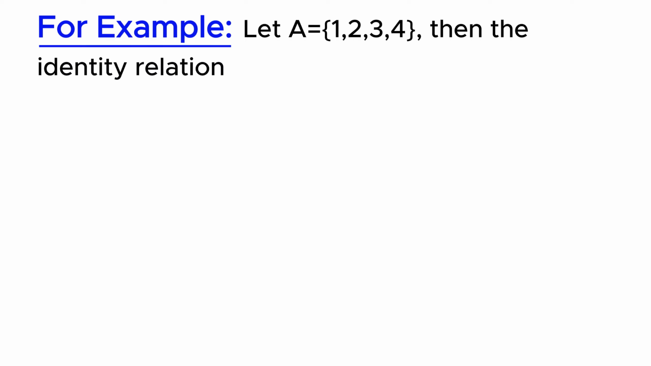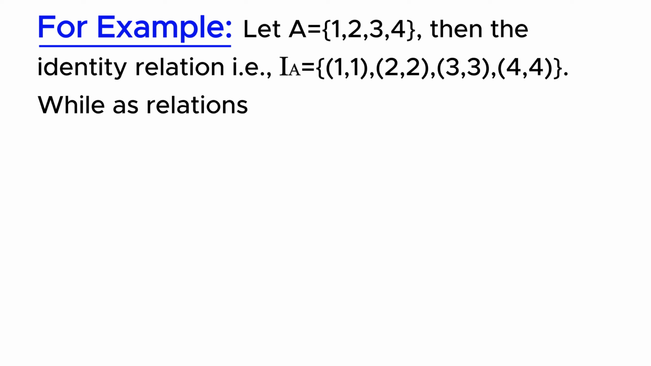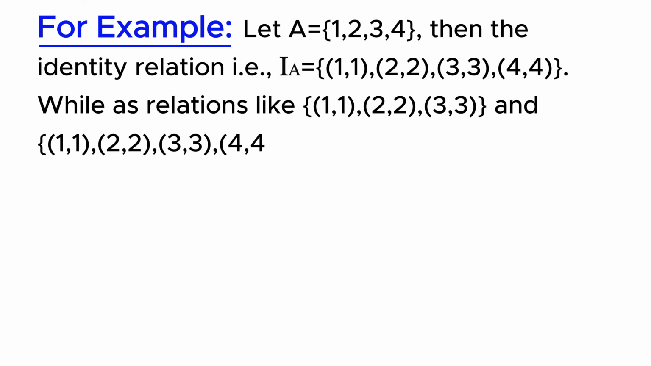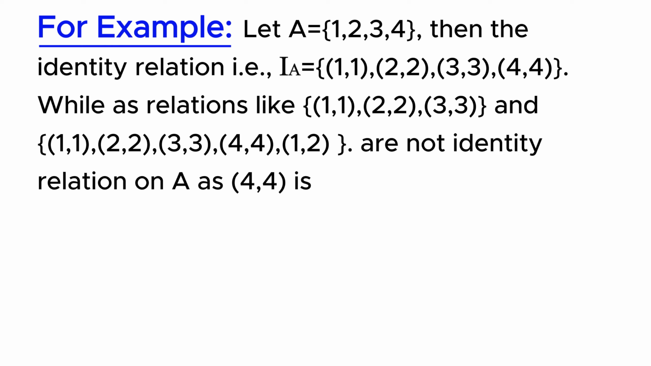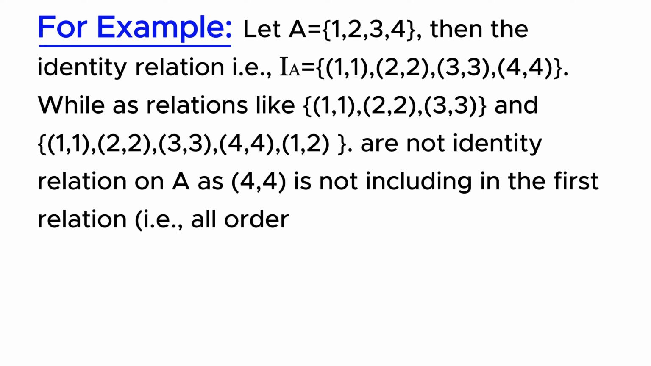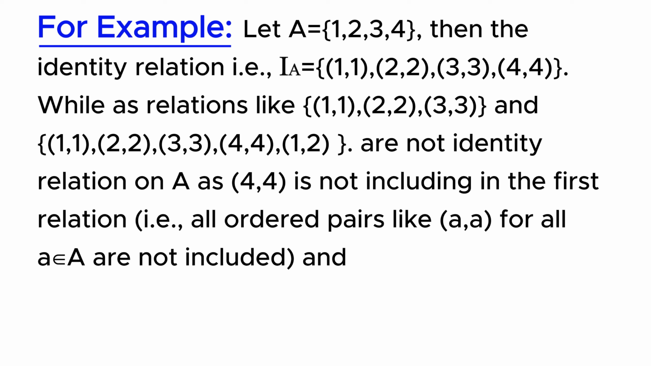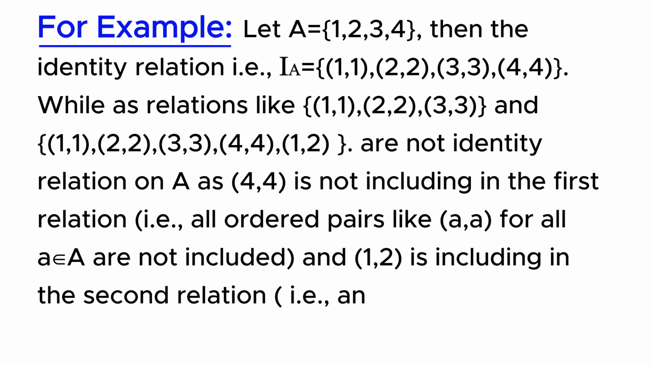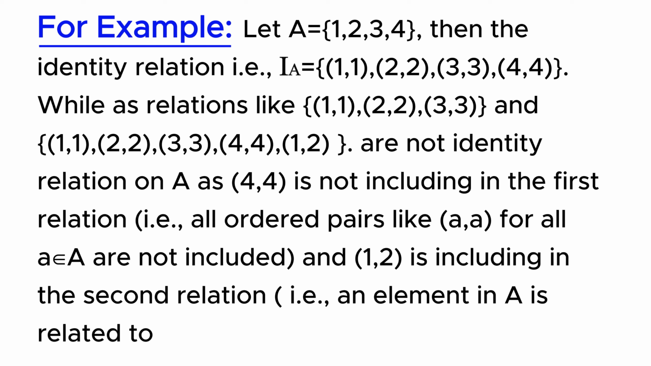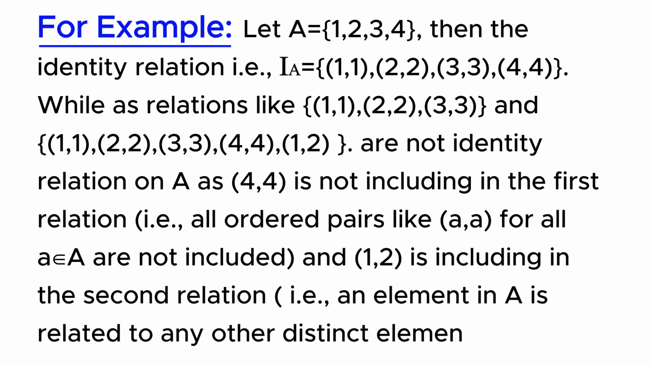Then the identity relation is I = {(1, 1), (2, 2), (3, 3), (4, 4)}, while relations like {(1, 1), (2, 2), (3, 3)} and {(1, 1), (2, 2), (3, 3), (4, 4), (1, 2)} are not identity relations on A, as (4, 4) is not included in the first relation. That is, all ordered pairs like (a, a) for all a belongs to A are not included, and (1, 2) is included in the second relation. That is, an element in A is related to any other distinct element in A.